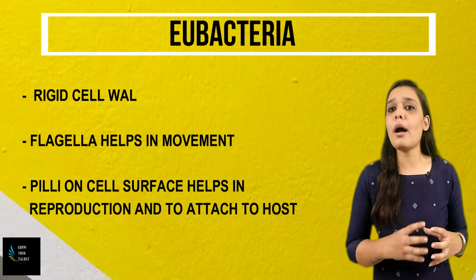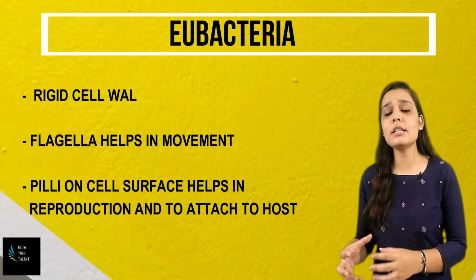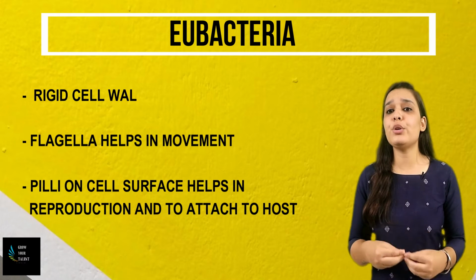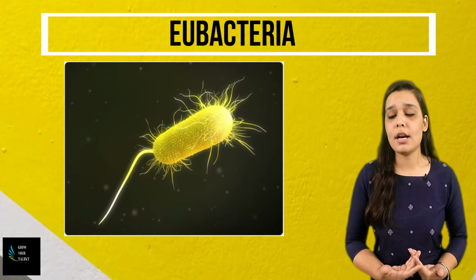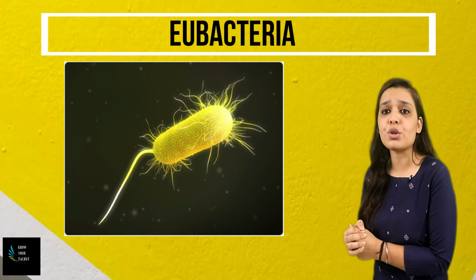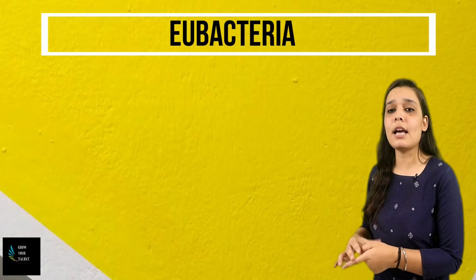They have short appendages on the cell surface known as pili, and these pili help the bacteria during sexual reproduction. Pili also help the bacteria to attach itself to the host on which it is acting as a pathogen.